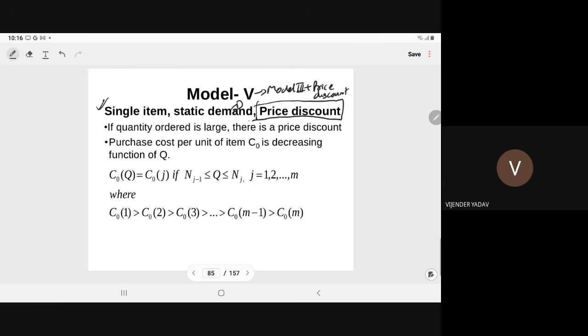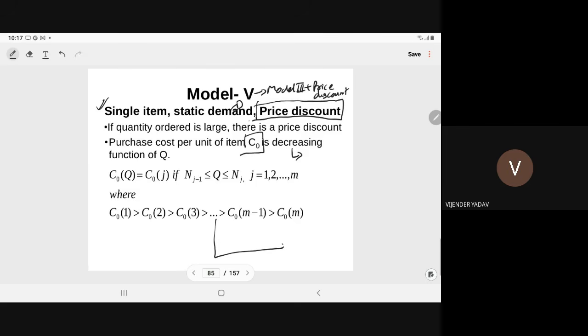So if the quantity ordered is large, there is a price discount. Now the purchase cost per unit of the item is C naught. Till now we have studied C naught as a constant. With a price discount, C naught is a stepwise decreasing function, that is C naught of q. C naught of q is equal to C naught j when you are purchasing in the limit n j minus 1 to n j.